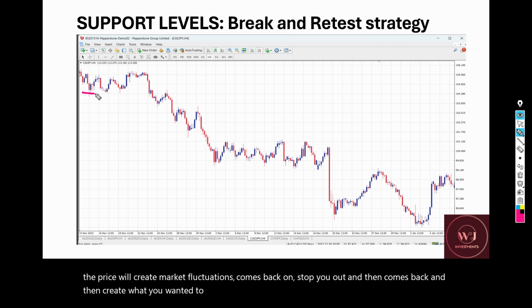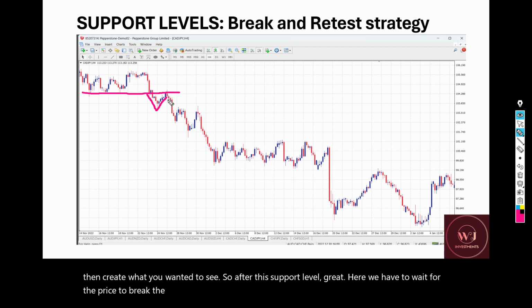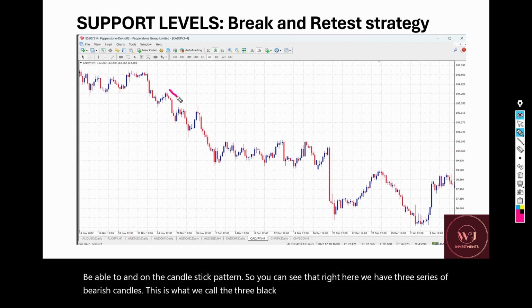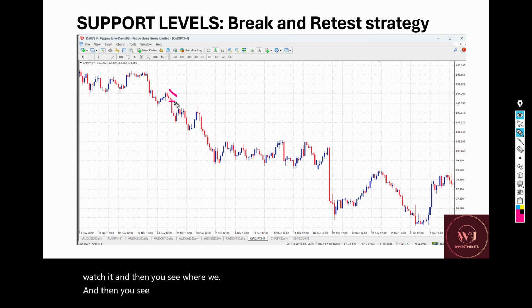So after this support level right here, we have to wait for the price to break the support and retest, then create a candlestick pattern, and then we can enter on the candlestick pattern. You can see that right here we have a series of 3 bearish candles. This is what we call the 3 black crows. If you didn't watch that video, go and watch it, and then you see where we make our entry point. So this was our entry point, and then we catch the wave down.